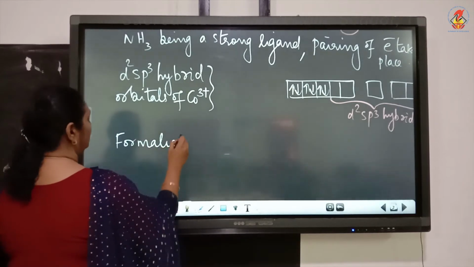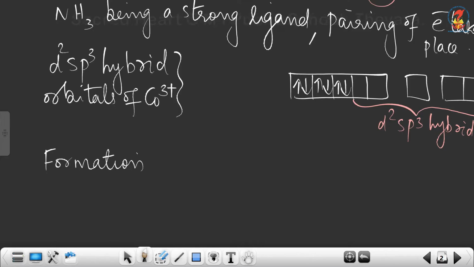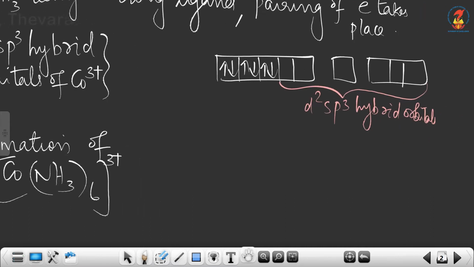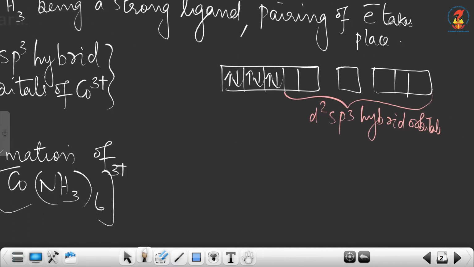When you show it, you need to write only this explanation. If asked, you have to explain and write. So, the formation of the complex, which is the complex [Co(NH3)6]3+. How will you show the formation of the complex? Again, you have to draw.